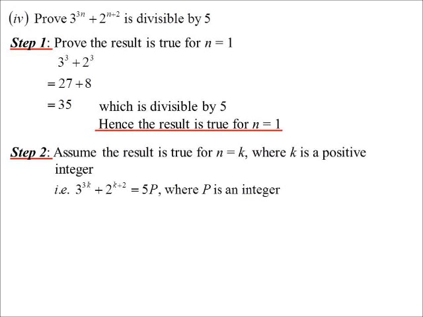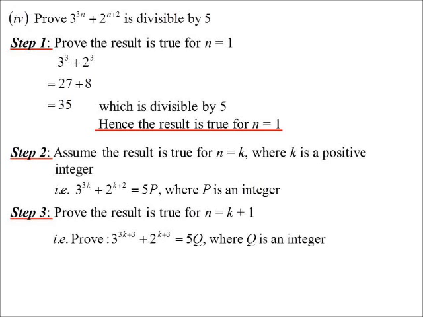So my assumption: 3 to the 3k plus 2 to the k plus 2 is 5p, again where p's got to be some whole number, some integer. And I'm going to prove 3 to the, well, it turned out to be 3k plus 3 when we sub in k plus 1, but 2 will be to the power of k plus 3. Again, 5 times some other integer. So I'll use q for that one.